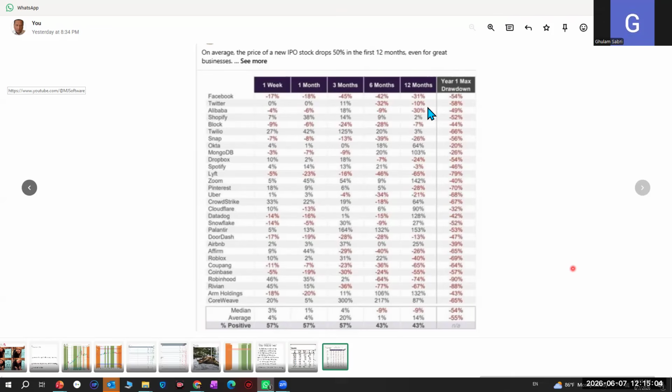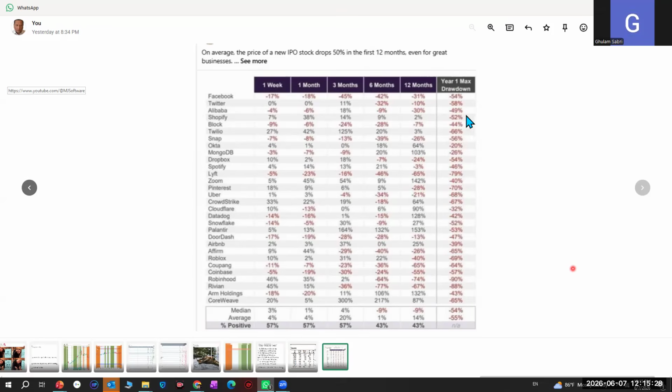And after 1 year, the median is -9%, the average is 14%. Some were very good, like Palantir, holding 132%. But if you take Palantir out, 150, the rest of the story is almost negative. Coinbase 55, Robinhood, no. Facebook 31%. I think the same phenomenon will occur again.